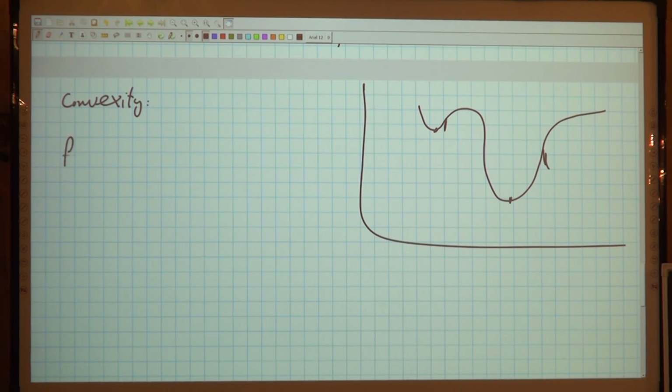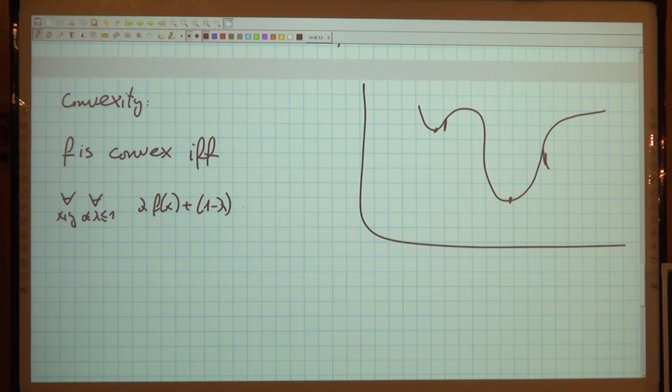Okay, so we say that f is convex if and only if for any 2 points x and y and any lambda between 0 and 1, if I look at the convex combination of the values of the function at these endpoints, lambda f(x) plus (1 minus lambda) f(y), then this is always upper bounding the value of the function at the actual convex combination of these points.